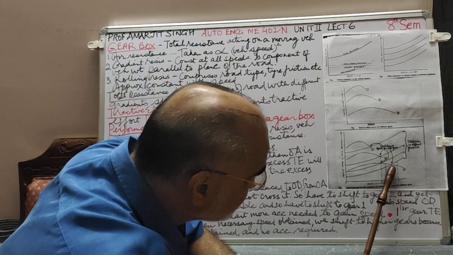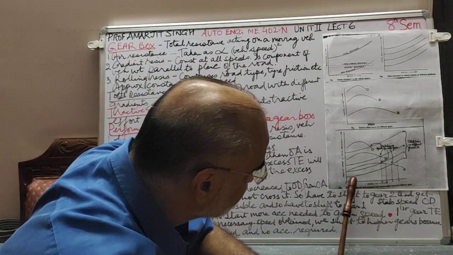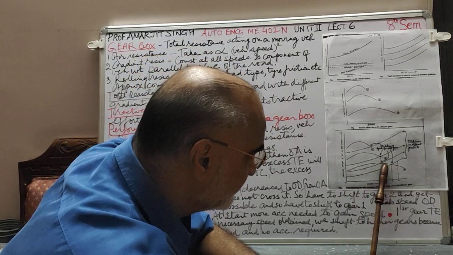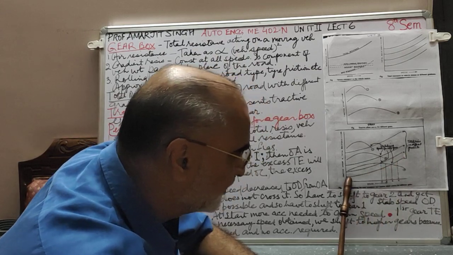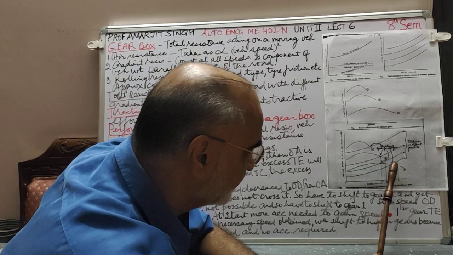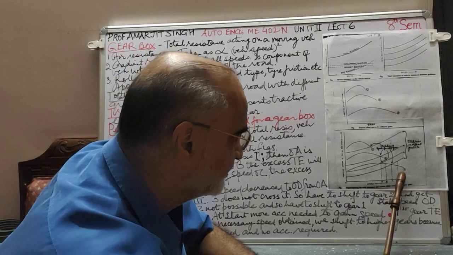Now, what is the stabilizing speed, which I mentioned? T is total resistance. So that will be OA, where the tractive effort cuts the gradient, total resistance. So where they intersect, OA is the stabilizing speed for the third gear.